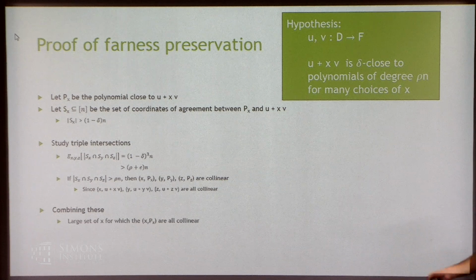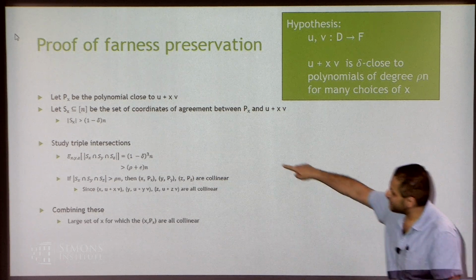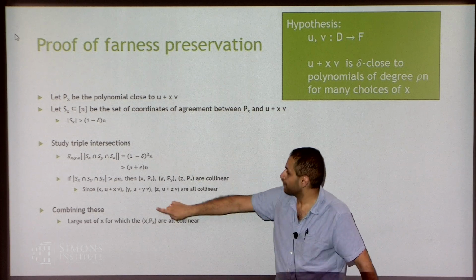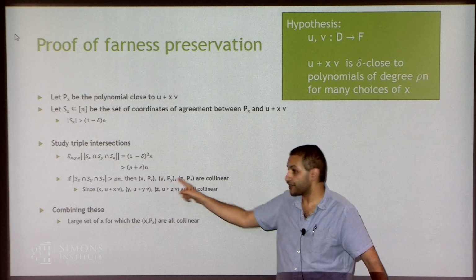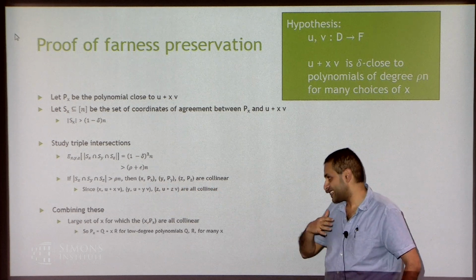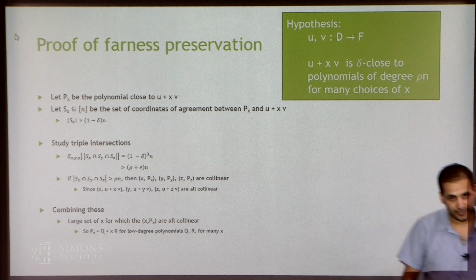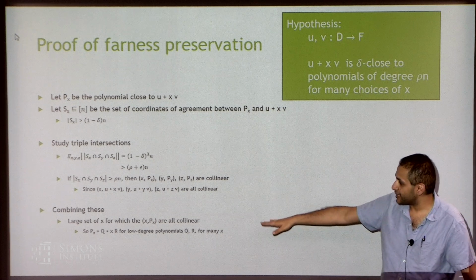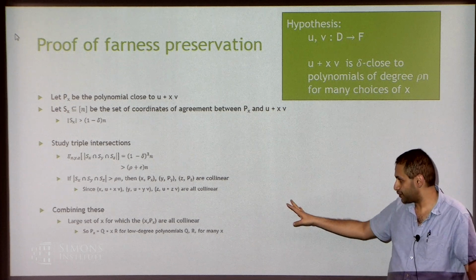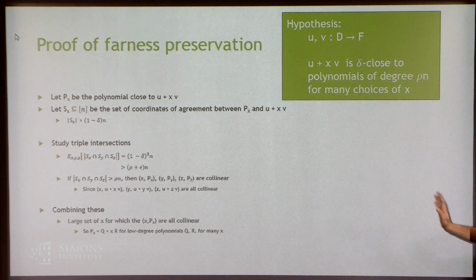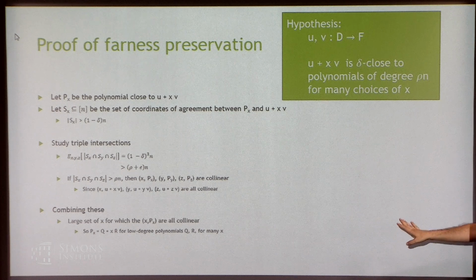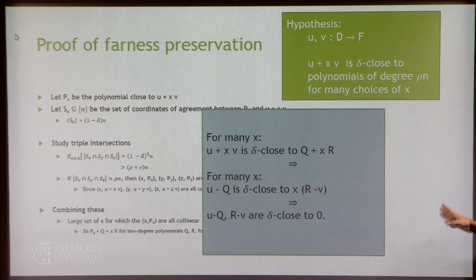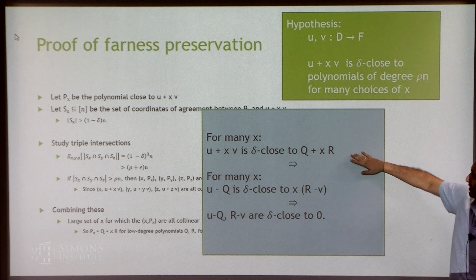Okay, so combining this, we now have many triple intersections that are big, and whenever there's a big triple intersection, you have a collinear triple. This means that there's actually a big set of x's for which the (x, px)'s are all collinear with each other. And so that means px looks like q plus xr for polynomials q and r for many different x's. So this was the action. And once you have this, we can finish it up.